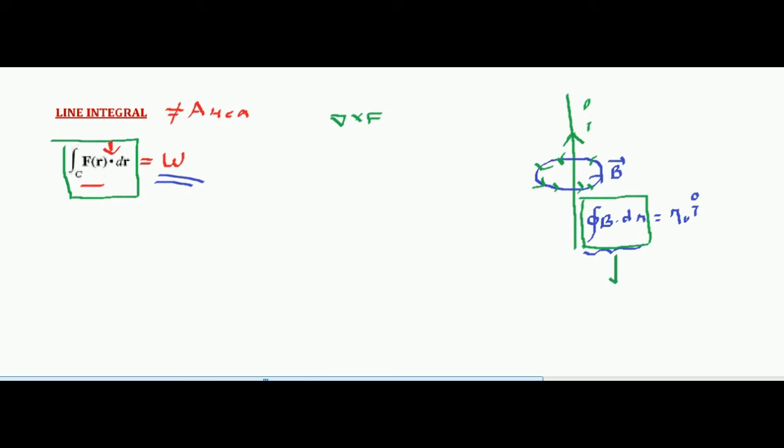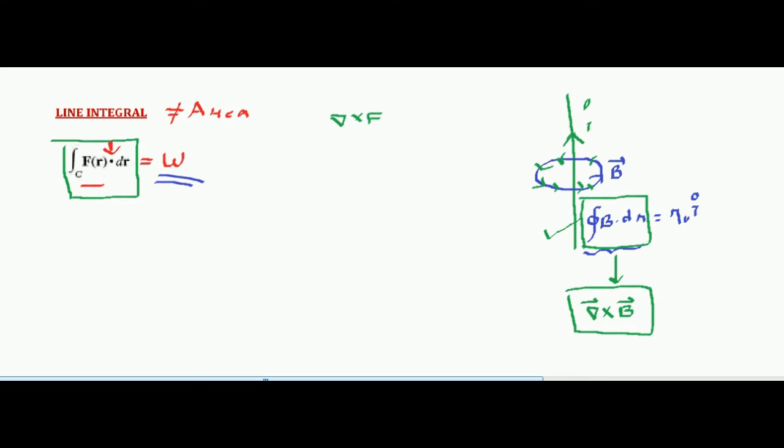Hence, if you have a magnetic field whose line integral exists, then this magnetic field will have a curl, because you can see the magnetic field is circular and the line integral is taken along that circle. Hence, for any circular field we can define this curl.